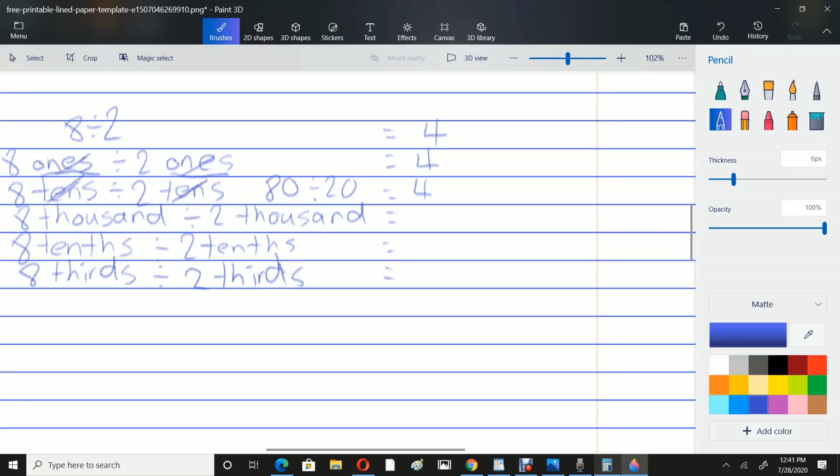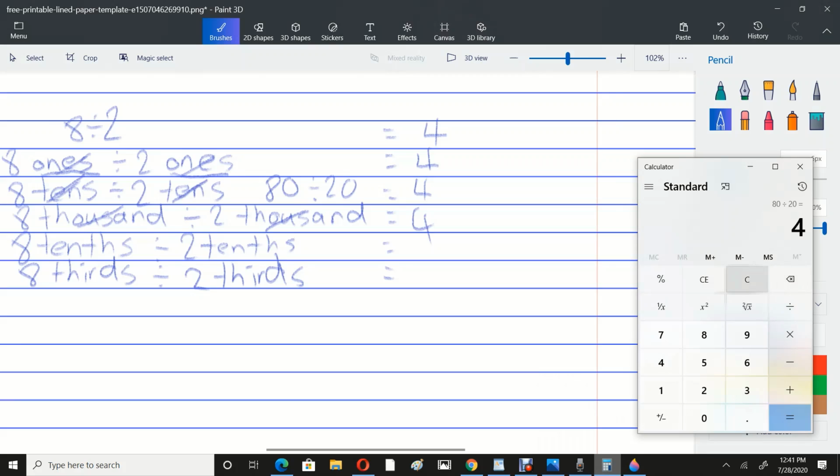We go down. What do you think is going to happen right here? They both have the same units. Those units are going to disappear. 8 divided by 2 is 4. We'll double check just to prove that this is the case. 8,000 divided by 2,000. What do you think we're going to get?